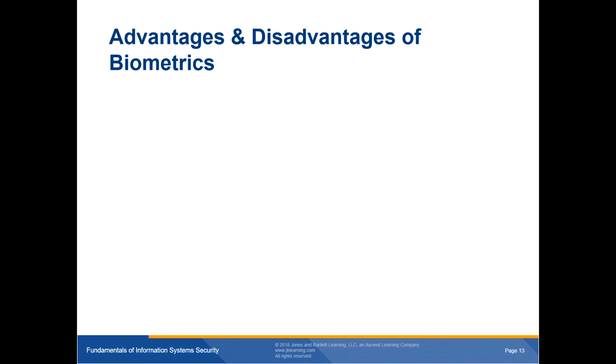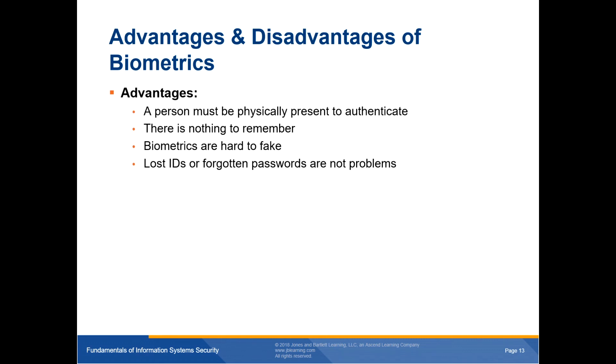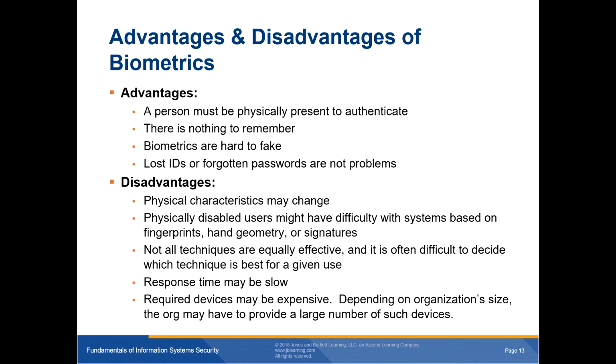So there are some advantages and disadvantages of using biometrics. The advantages are a person must be physically present to authenticate. You just can't do it from a distance away. There's nothing to remember. It's just your particular biometric that the system is using. They are hard to fake. Lost IDs or forgotten passwords are not problems, but there are disadvantages.